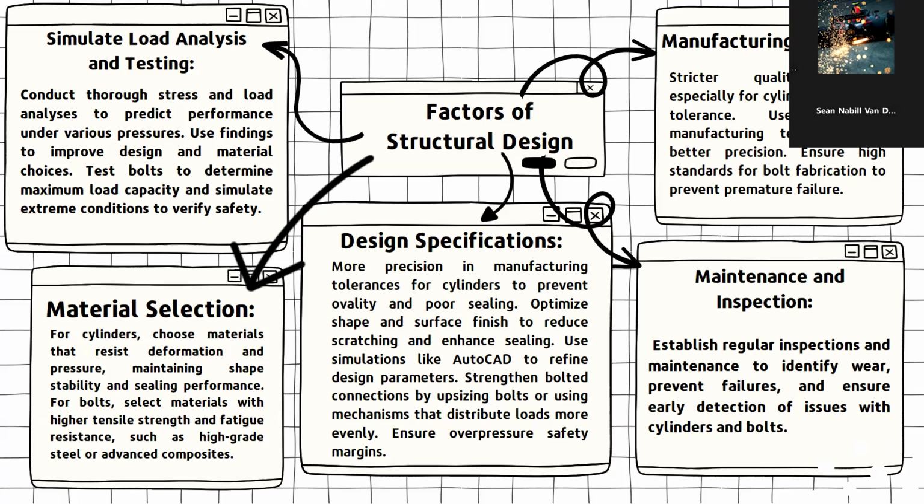Lastly, strict quality control during manufacturing is essential to ensure that the cylinder and bolts meet high standards. Advanced techniques should be used to achieve precise fabrication, and thorough stress and load analysis should be conducted to predict how different pressures affect performance. Regular maintenance and inspections will help catch wear or potential failures early, ensuring the components remain reliable and safe over time. By focusing on these areas, the likelihood of failure can be significantly reduced, resulting in safer and more durable mechanical systems. Next slide.